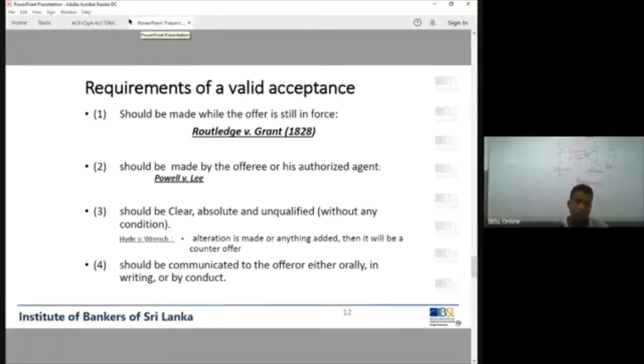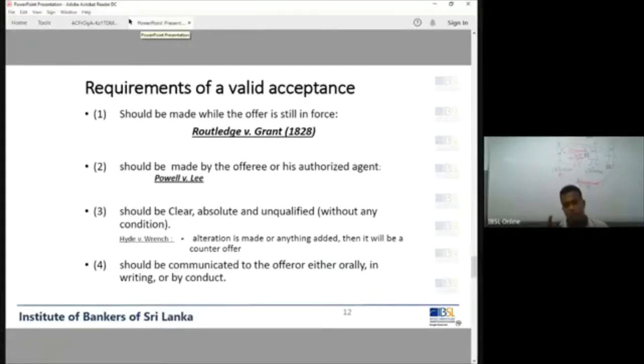So therefore, it is very clear. The third point is, the acceptance should be very clear. It has to be absolute. It has to be unqualified, without any condition. So those are very important points. And the fourth one: it should be communicated to the offeror either orally, in writing, or by conduct.